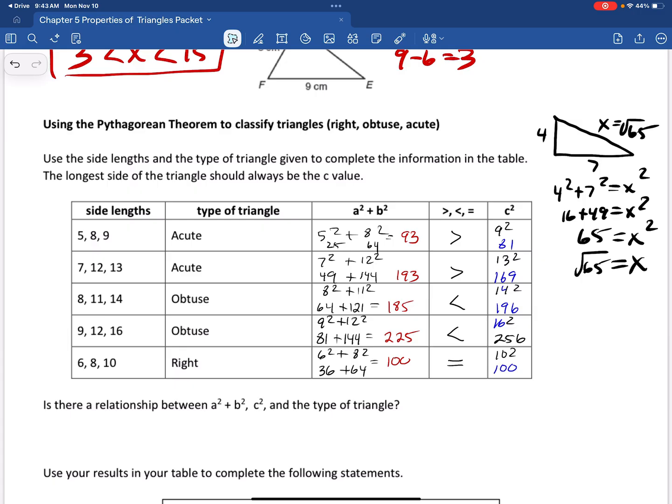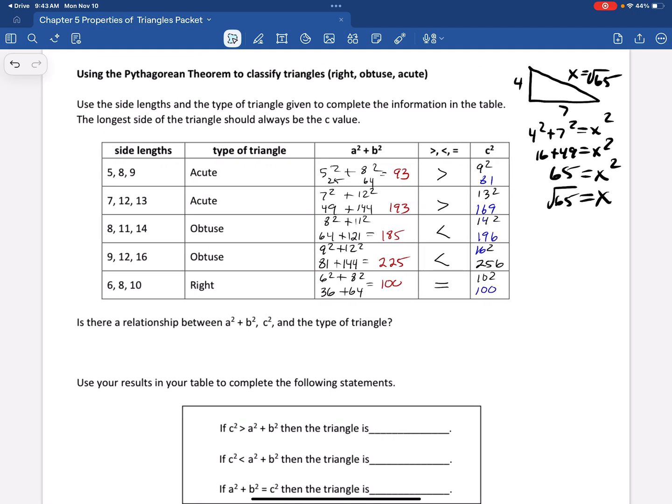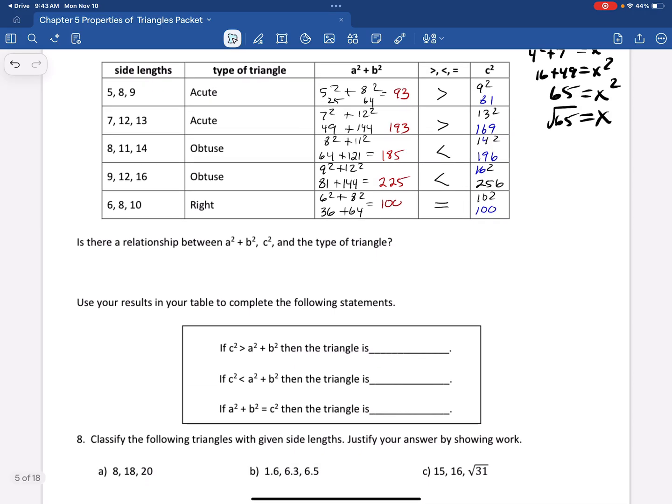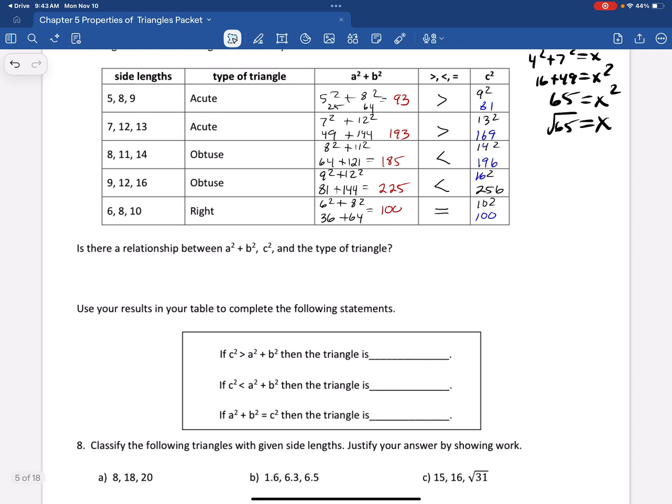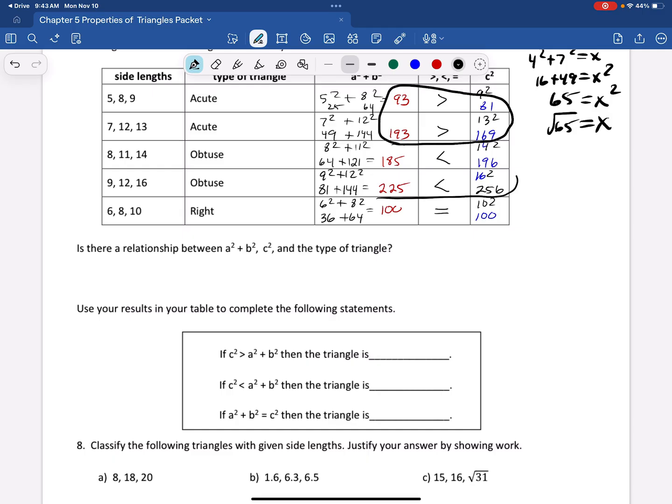Okay, so let's see, is there a relationship that you can find between a squared plus b squared and c squared? Can you see the relationship? What I'm asking you to do is look here. These were the two acutes. Look there. These were the two obtuse. Look there. And this was the right triangle.